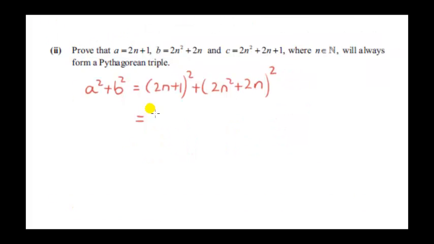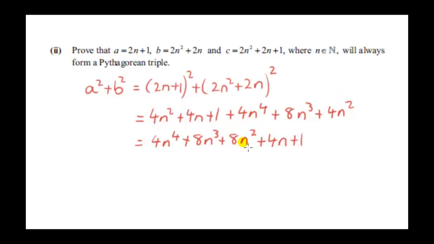Okay, so let's check this. So we have to take a squared and add it to b squared. So we have to simplify all of this. Square the first term, multiply the first by second and double. Square the second over here. This bracket, square the first. That's going to give us 4n to the power of 4. First by second and double. That's going to give us 8n cubed, and square the second term here. That's 4n squared. So I've simplified here, and now let's look at c squared.